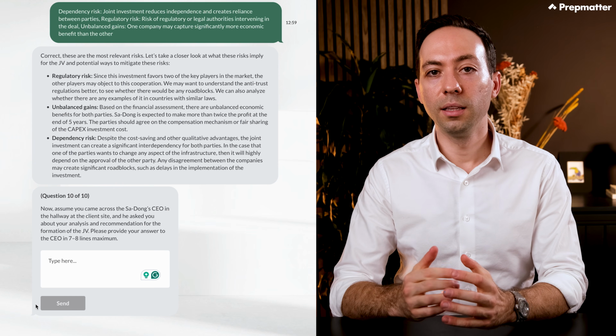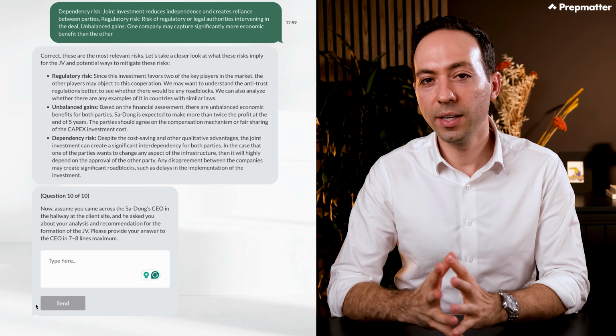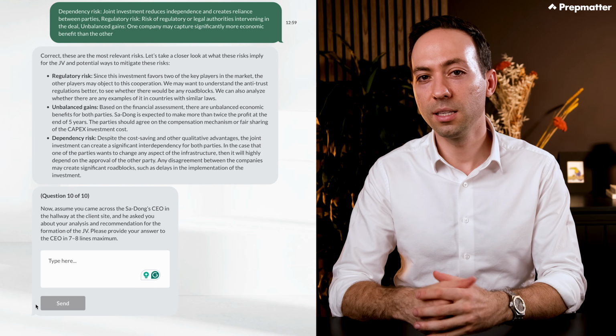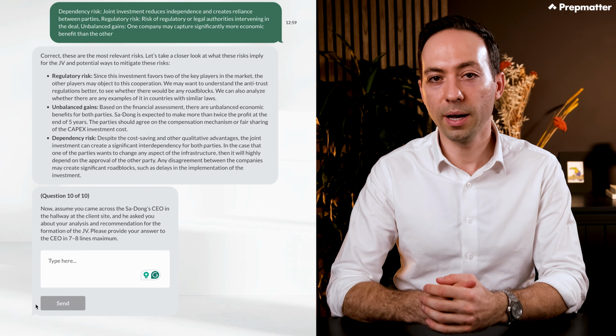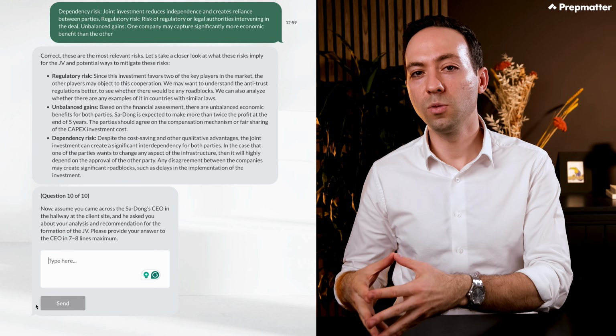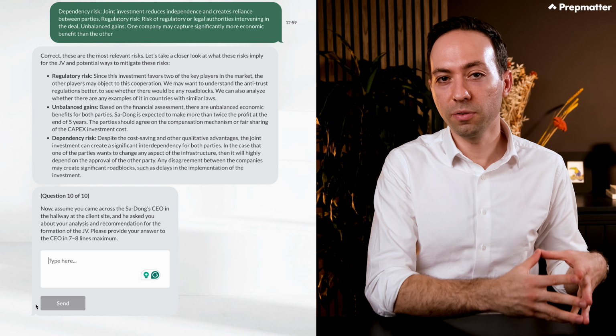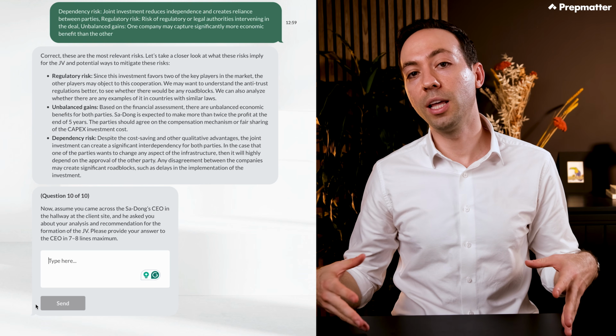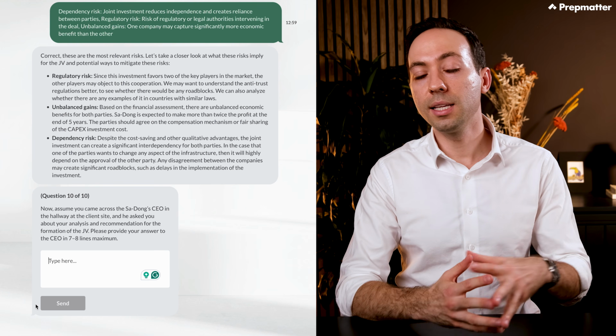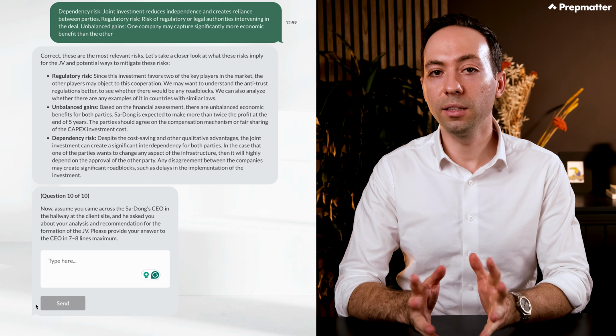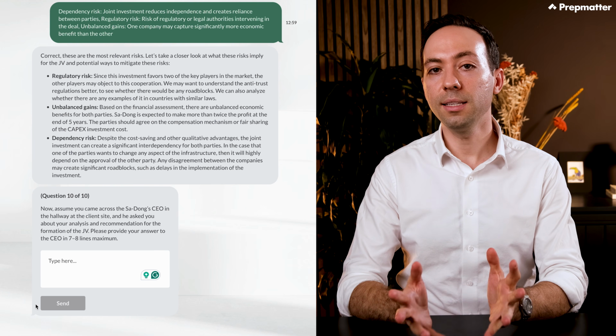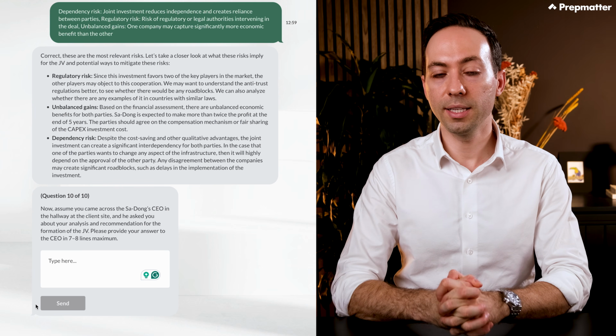Dependency risk. Despite the cost saving and other qualitative advantages, the joint investment can create a significant interdependency for both parties. In the case that parties want to change any aspect of the infrastructure, then it will highly depend on the approval of the other. Any disagreement between the companies may create significant roadblocks, such as delays in the implementation of the investment.